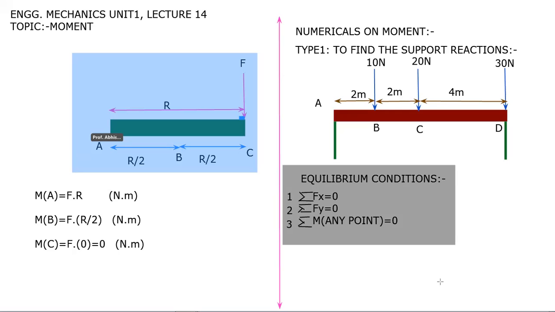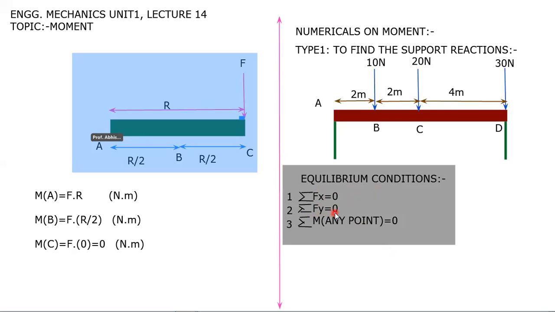Now what are the equilibrium conditions? If a certain body or object having a certain system of forces satisfies these three conditions, this means that the body is in equilibrium condition. Now what is the meaning of the first condition, summation of Fx is equal to 0? If the summation of components of all forces acting in the x direction is 0, then the body is in equilibrium condition. This is the first condition.